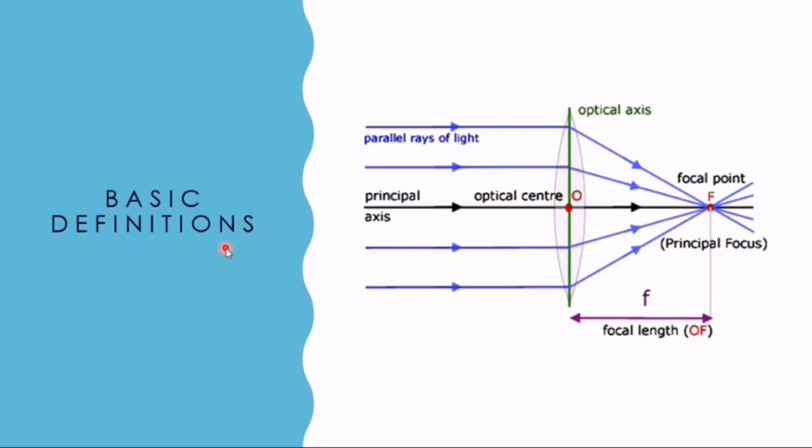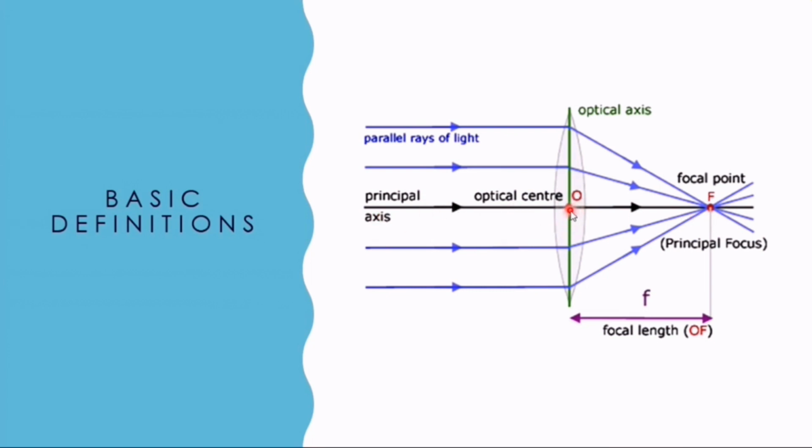First of all, basic definitions. These parallel rays of light, after passing through the convex lens, converge at a point. This point is known as focal point or principal focus. It is a point on the principal axis where rays of light parallel to the principal axis converge. The principal axis is the line passing through center of curvature of the lens.